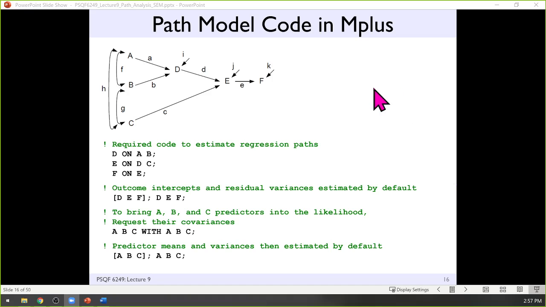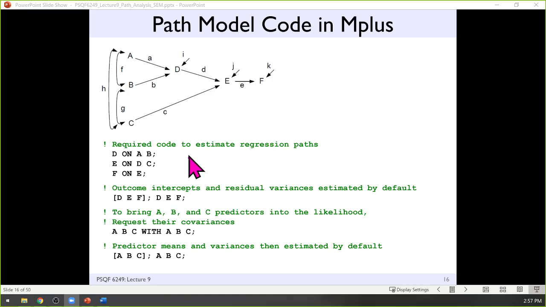So here's some examples of more elaborate path models. This is one where I have variables A, B, C, D, and E. A, B, and C are my predictors. D is an outcome of A and B. E is an outcome of C. D is both a predictor of E and an outcome of A and B, and F is only an outcome.